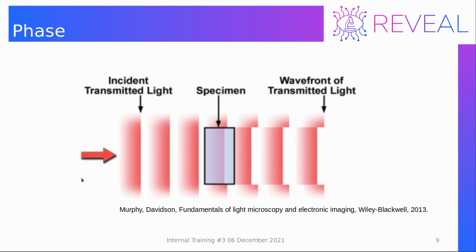So just to conclude this part, if we have an incident light that propagates to the right, and we have a specimen which is a purely phase specimen, then it will create a delay in phase in this propagating light. So you can see that this light that went through the sample is now delayed with respect to the light that did not go through the sample. And this delay, this distance, is what we are interested in.